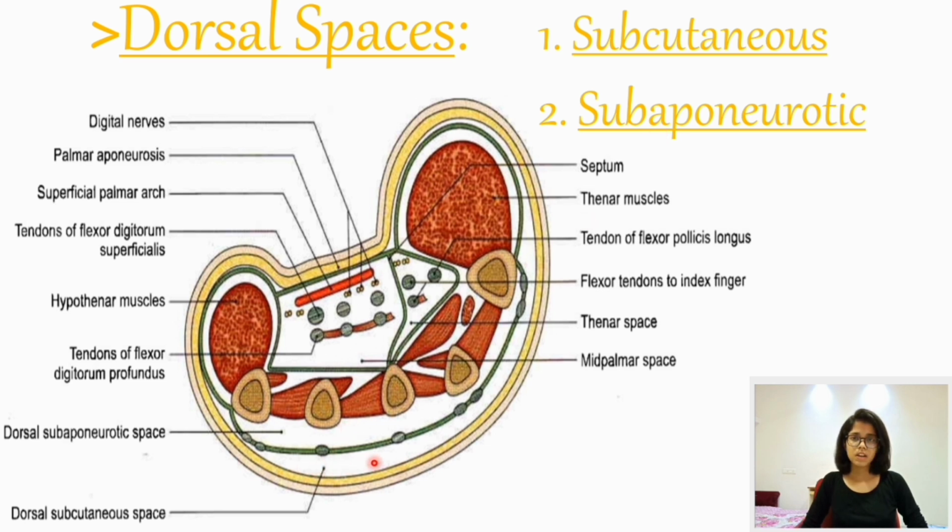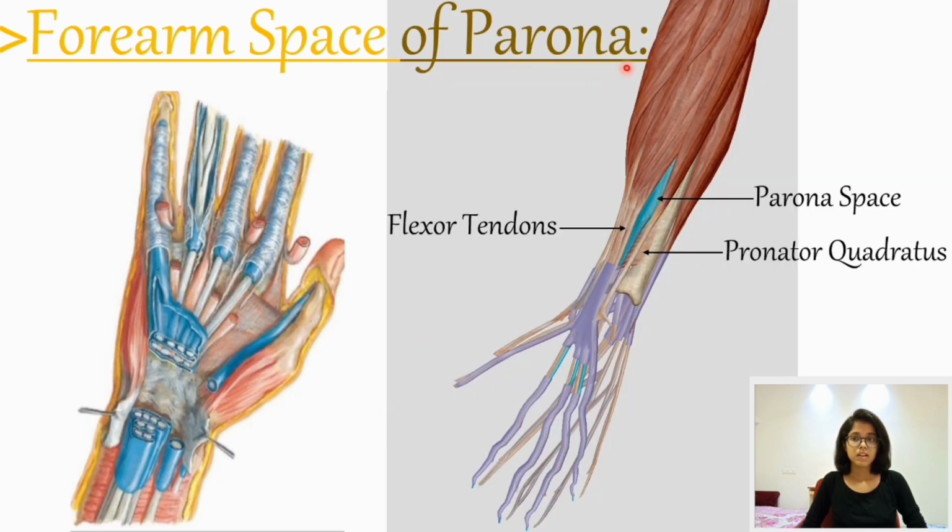Next, coming to dorsal spaces, these are two, subcutaneous and the subaponeurotic space. Subcutaneous space lies immediately deep to the loose skin of the dorsum of hand. So this is subcutaneous space, and the dorsal subaponeurotic space is present in between the metacarpals and the thin aponeurosis uniting the extensor tendons.